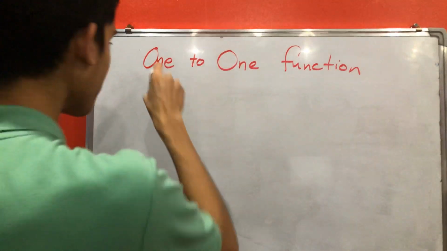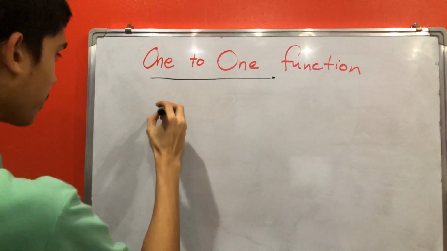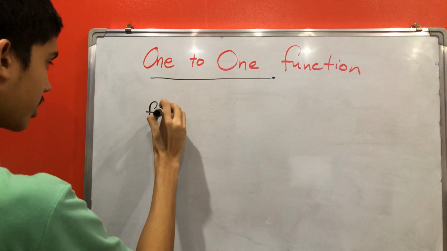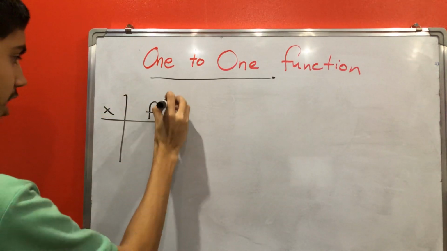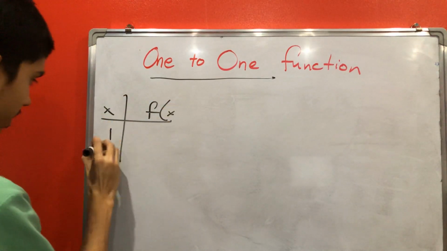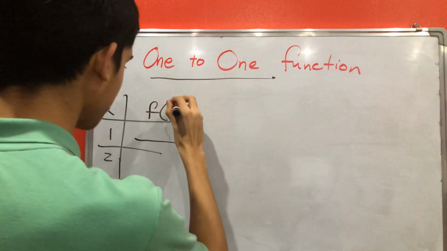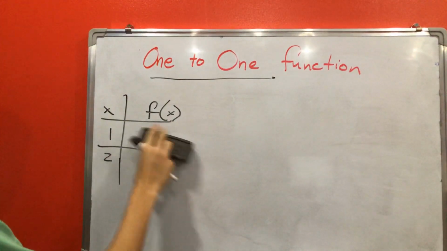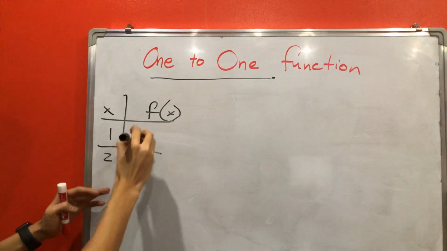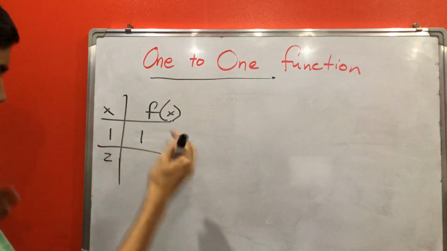Before we look at a one-to-one function, I want to quickly recall what a regular function is. So we have x and we have f of x. We remember that a function cannot have multiple values in its f of x. Right? That's all a function is. A function is just something that has only one value. It doesn't matter what the value is.